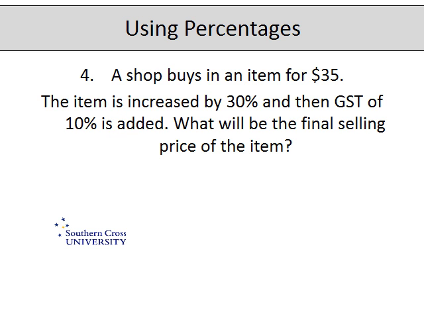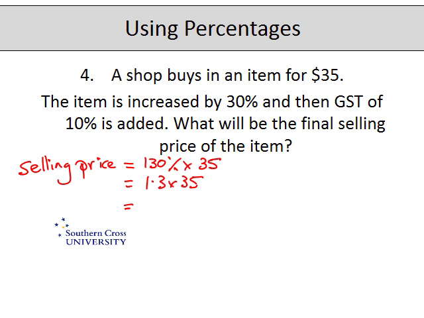The item is increased by 30% to give a selling price, and then the selling price is increased by 10%. And that's very different to just increasing the cost price of $35 by 10%. So we need to do this in stages. So the selling price is equal to, let's use the second method like from the question previous to this. So the selling price is 130% of the cost price. So that's going to be 1.3 times by 35, which is equal to $45.50.